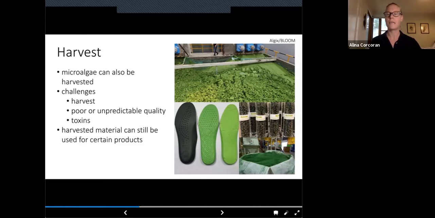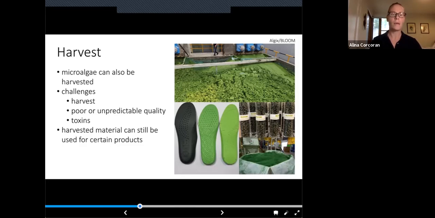These images come from a company called Algae that is harvesting and or partnering with harvesters to acquire biomass that's then used to develop polymers. This is a really great example of how we can use a waste product, algae, that we don't want in water bodies and put it into a circular bioeconomy.